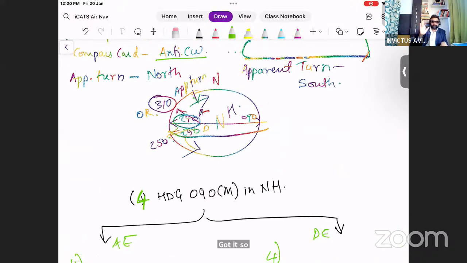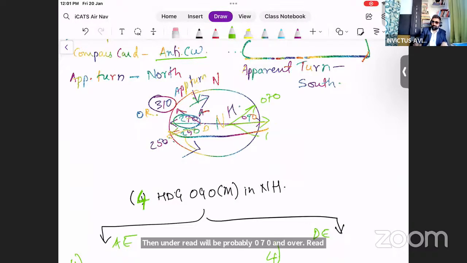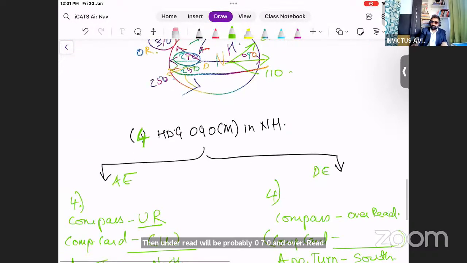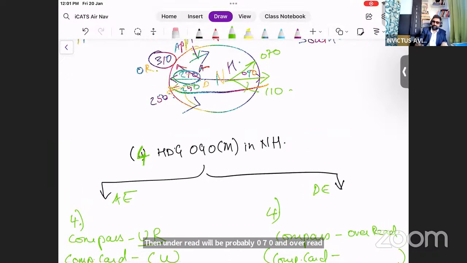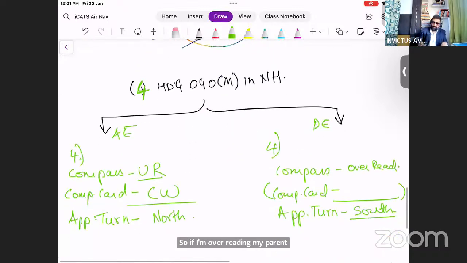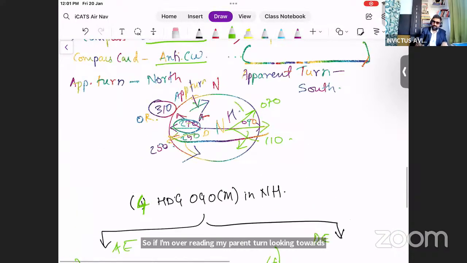Here students, clockwise overreading is happening, anti-clockwise underreading is happening. Let's say I want to maintain 090, then underread will probably be 070 and overread will be 110. So if I'm overreading, my apparent turn looks towards south, and if I'm underreading, my apparent turn looks towards north.